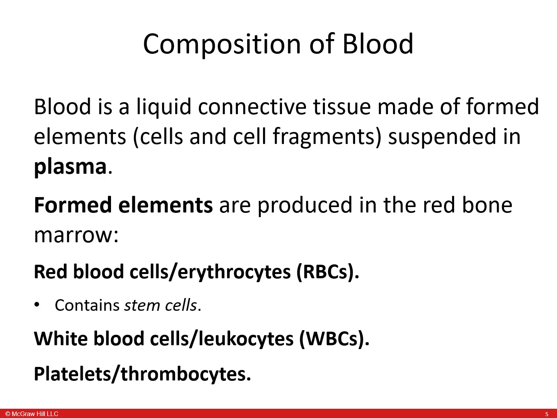So blood is what is called a connective tissue that is formed by cells and cell fragments, and these are suspended within the plasma. The formed elements are produced in the red bone marrow. Here you have what are called red blood cells, or erythrocytes. This contains stem cells. Stem cells are cells that can be turned into any type of cell. You also have white blood cells or leukocytes, and also platelets, or thrombocytes.